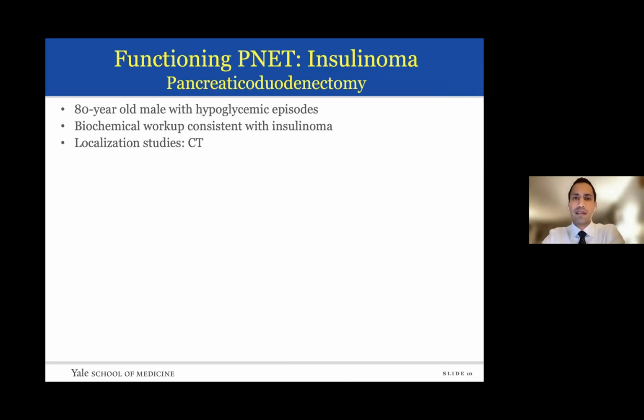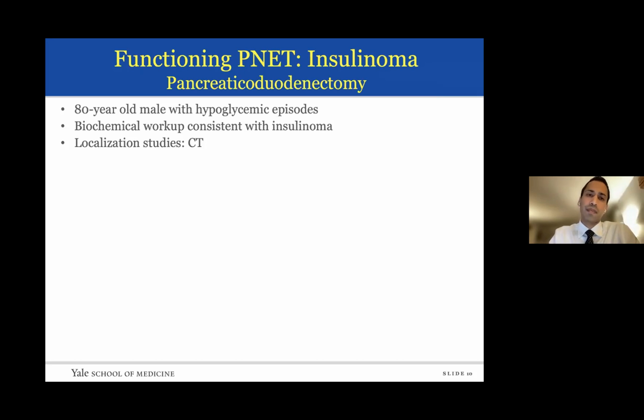For all of these sections, I figured I'd share some patient examples for you to try to put it into some perspective. The first patient I'd like to present is an 80-year-old male who presented with hypoglycemic episodes. And he had what's called the Whipple's triad, which we've heard about. For pancreas neuroendocrine tumors, what we teach our residents is, if you're considering a functional pancreas neuroendocrine tumor, the workup starts with the biochemical workup. And this patient did have a biochemical workup, which indeed was consistent with insulinoma.